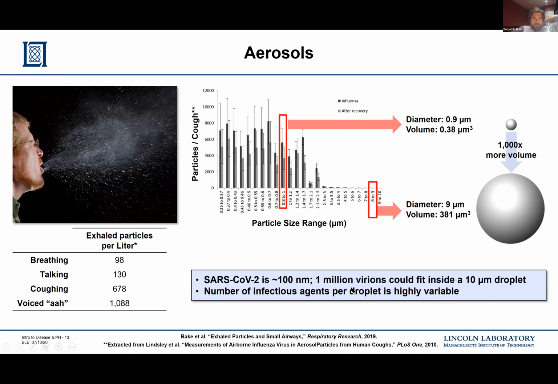To give you perspective, SARS-CoV-2 is around 100 nanometers in size. 1 million of those can fit inside of a 10 micron droplet. It's a lot of infectious dose that could hit you from one of these.